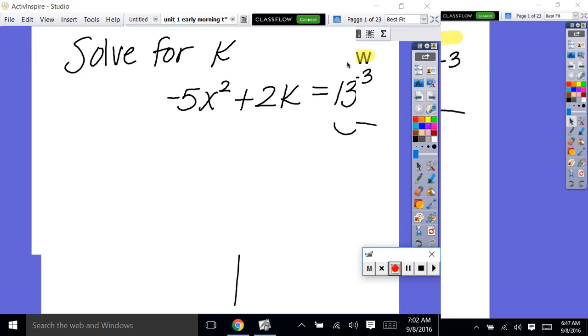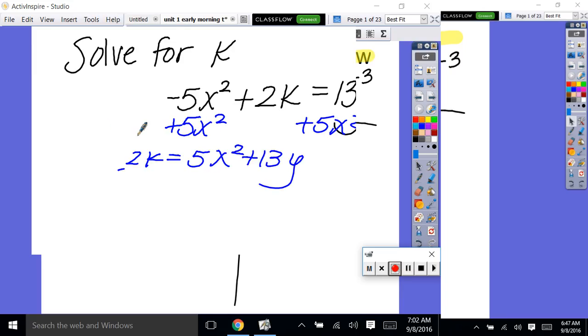Okay. Next thing, solve for k. So this is a literal equation. This is on the last page of the test. Solve for k. How would we get k alone? Add 5x squared, correct, guys? So we have 2k is equal to 5x squared plus 13y. We're trying to get k alone. So we divide by 2, and we're done. Right? Isn't there nothing more we can do here?